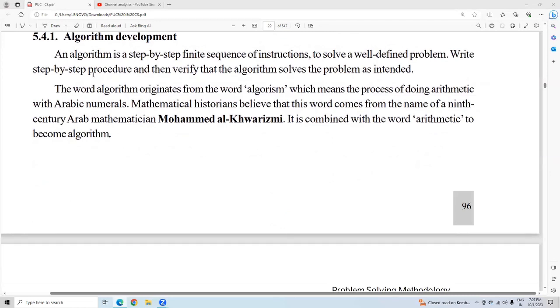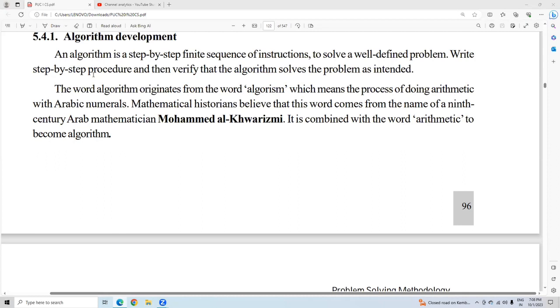Algorithm development. Algorithm means what? For any problem solving, once you know mathematically what technique is allowed to solve this particular problem, then what you have to do is write the step-by-step procedure and then verify that the algorithm solves the problem as intended, right?